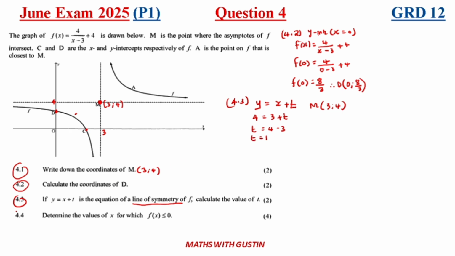Right, great stuff. So 4.4 says determine the values of x for which f of x is less than or equal to 0. So what does this mean? When you interpret it, it says find where the value of x is where this graph is below the x-axis. Okay, below the x-axis.